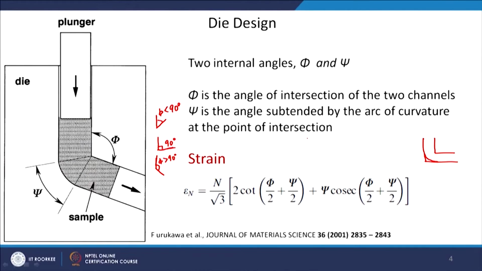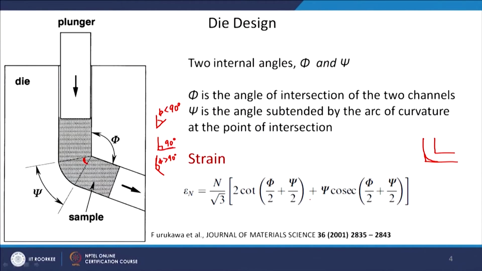So, what kind of curvature we are providing is to have a smooth deformation for the material. Psi is the angle subtended by the arc of curvature at the point of intersection. So, at the point of intersection, what is this curvature, and what is the angle of this curvature at the intersection point, that defines the angle psi. So, these are the 2 important parameters of die design, what should be the angle phi and angle psi. And the amount of strain which we are going to put in depends on these 2 angles, with an equation as shown here.